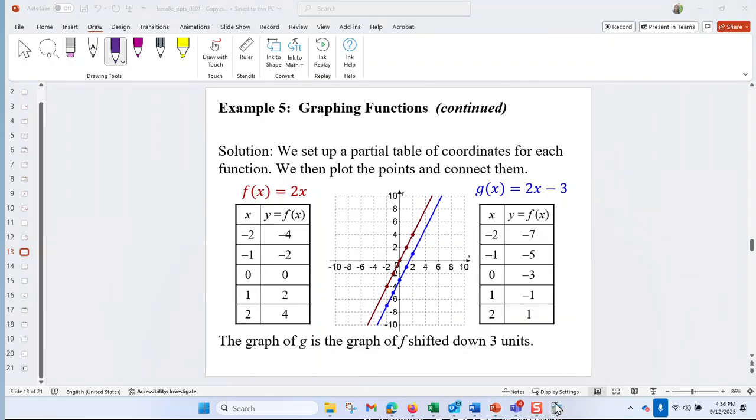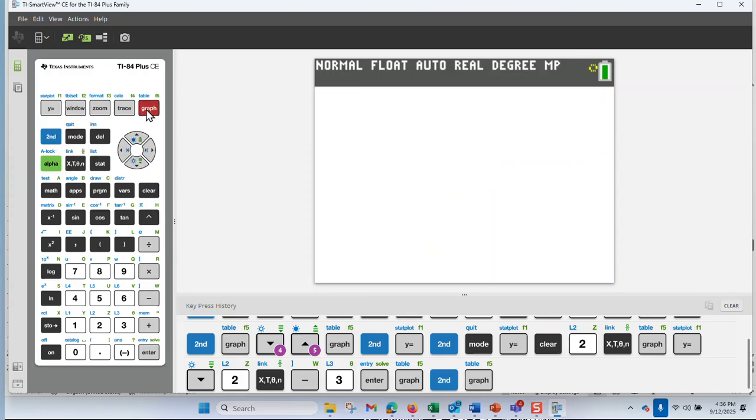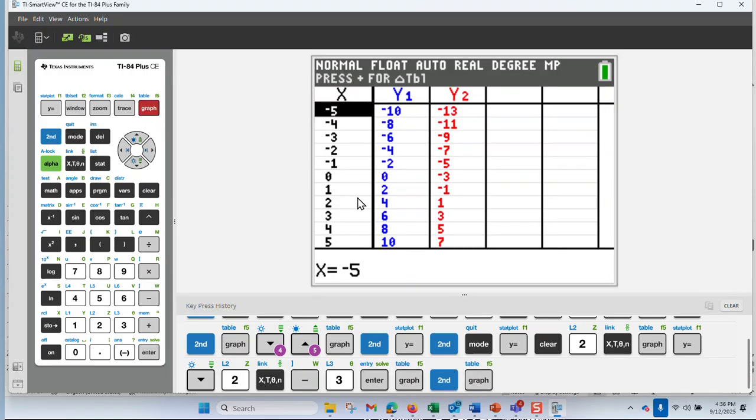Or you can go to the second graph. The second graph is a table, right? So now you can look at it and see, oh, when x is 0, y1 is going to be 0, y2 is going to be negative 3, right? So you can pick up a few points from here as well.